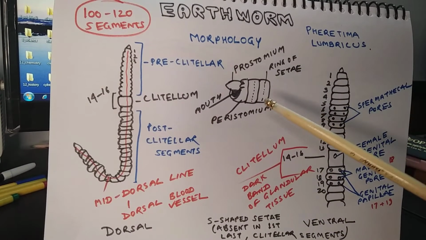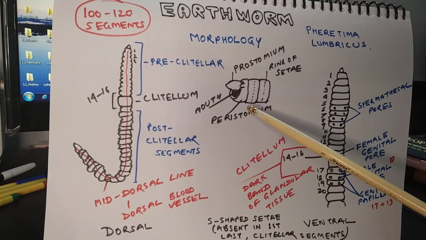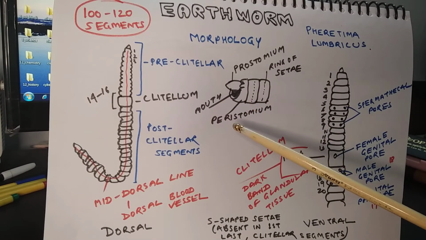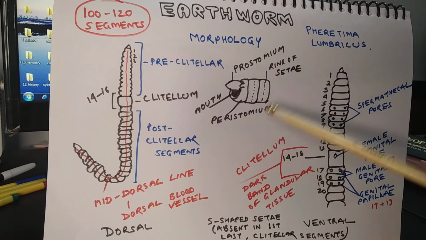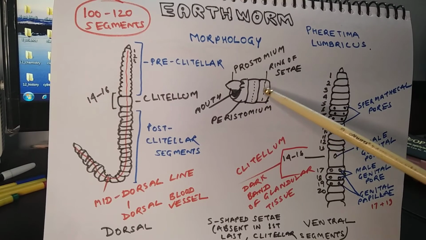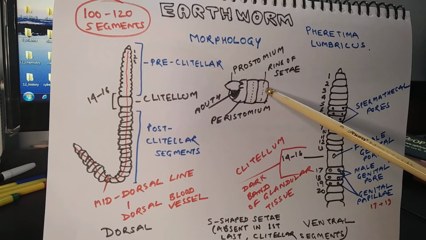The mouth of the earthworm is called peristomium, and this is not counted as a segment. So, whenever we begin the counting, we begin from the segment which is just after the mouth. So, this is the number 1 segment, this is number 2 segment.